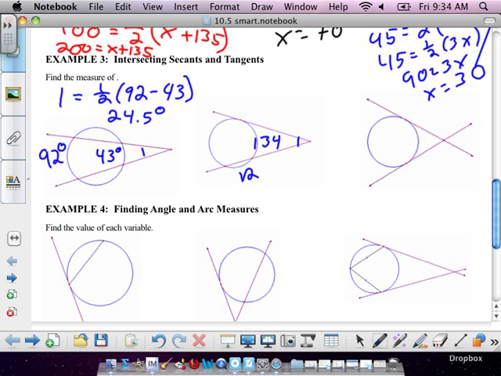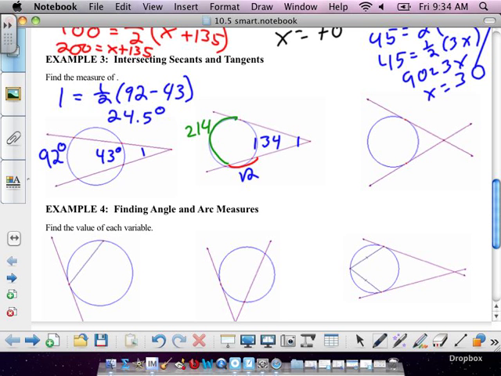Can I use that 12 at all? No. What do I need to know? I need to know this arc right here between it, right? How am I going to find that green arc? Subtract from 360, yeah? So subtract 134 plus 12 from 360. And I get 214.